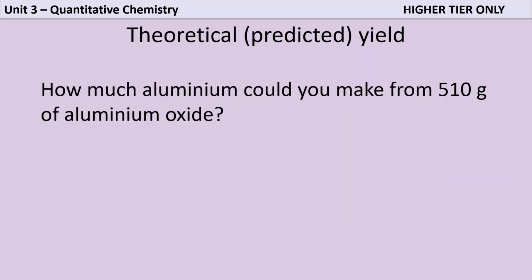We can start to put together our knowledge of moles and their masses together with balanced symbol equations to do more complicated calculations called theoretical yield or predicted yield, or sometimes reacting masses. So yield is the word we give for the amount of product that's made in a reaction, and theoretical yield is the maximum amount of product that you could make.